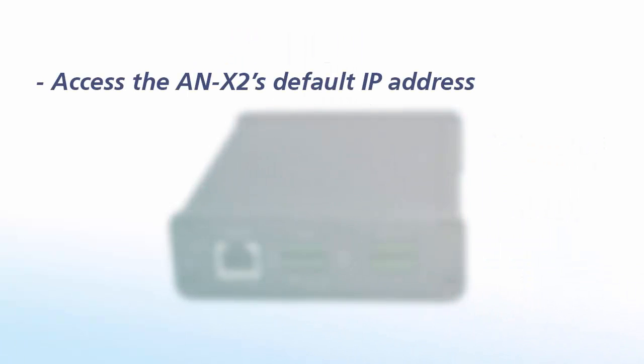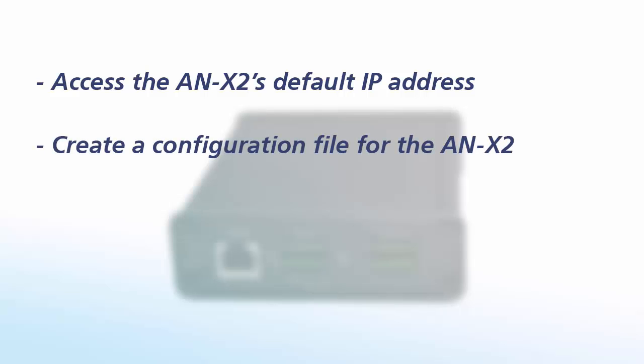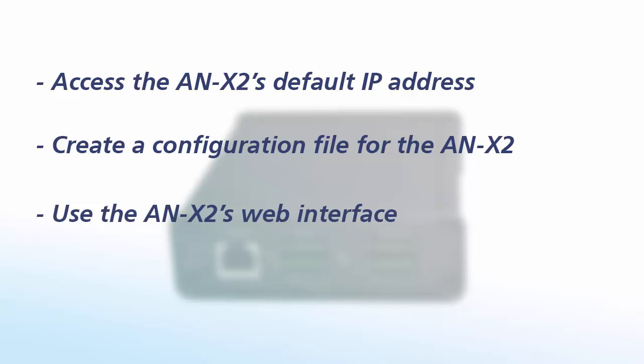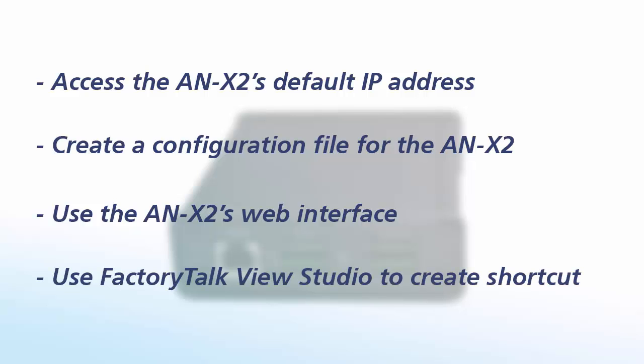In this video, we'll quickly go through the steps to use the gateway's default IP address. We'll create a configuration file to route a PanelView Plus IP address request to the PLC5 DH Plus node address. We'll use the Annex 2's onboard web interface to configure the IP settings and to upload the configuration file with the DH Plus network configuration settings and routing. And finally, we'll go into FactoryTalk View Studio to create a shortcut from the PanelView to the Annex 2 gateway.